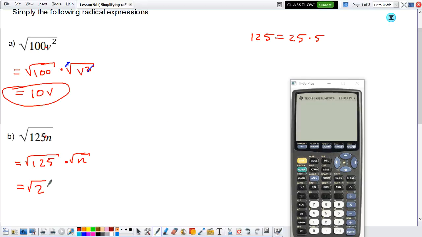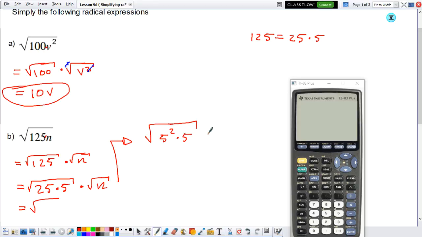So the square root of 25 times 5 times the square root of n. Now, why did I write 25? Because when you know the square root of the number, you can take it out. So I know that the square root of 25 is 5. Well, if you want to look at it this way, we can rewrite this still as square root of 5 squared times 5 times the square root of n.